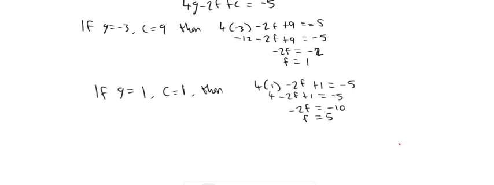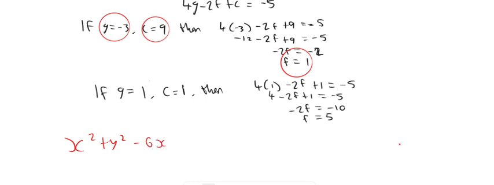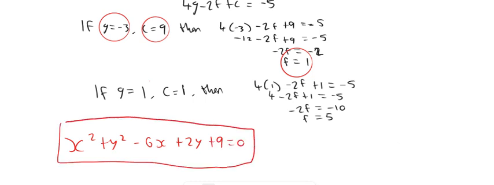So the first one is if g is minus 3, c is 9, and f is 1. So if that's the case, we're subbing it back into the equation of a circle. It'll be minus 6x, because 2g, that's 2 times minus 3, plus 2y plus 9 is equal to 0. So that's one circle.